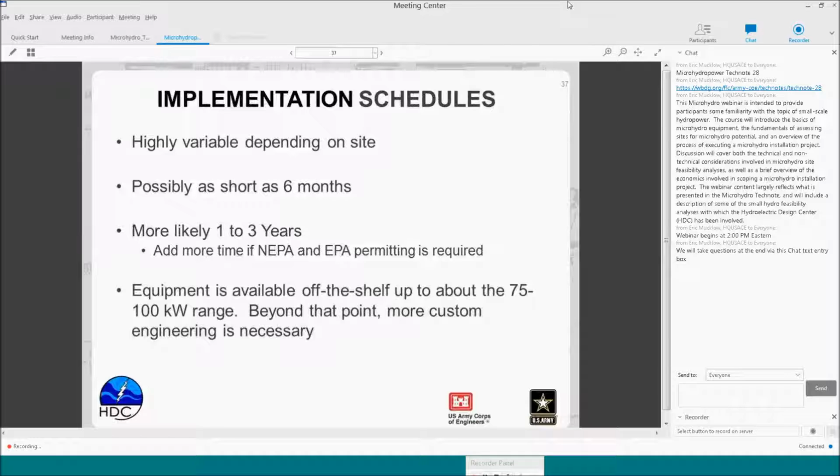If the site requires more extensive development, including civil site work and the rerouting of a waterway, the process will be longer.